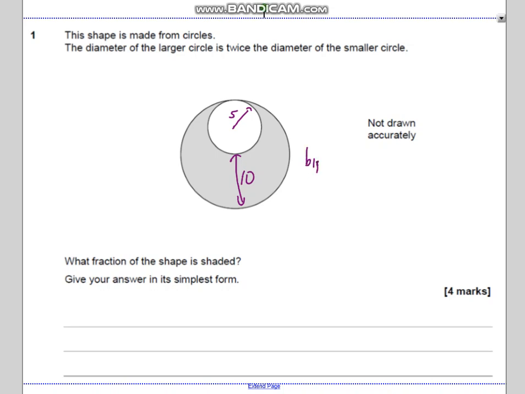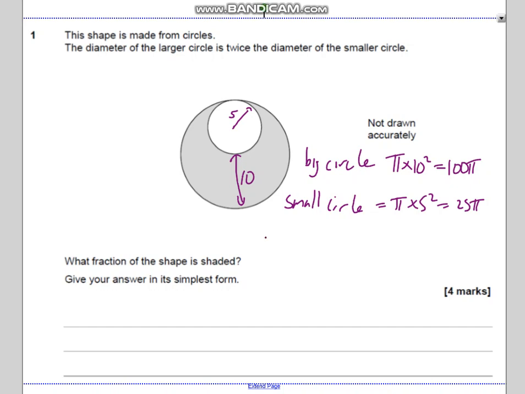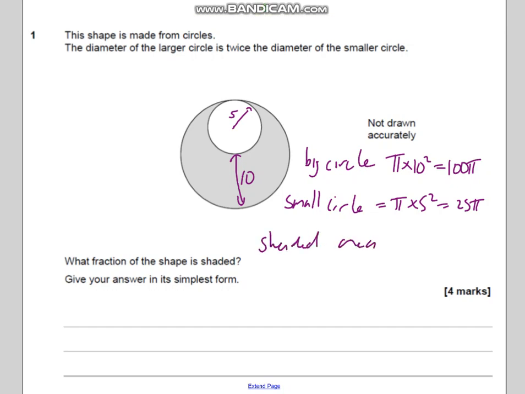So this means my big circle, the area of that is pi r squared, so pi times 10 squared, which is 100 pi. And the area of the small circle, that's going to have to be pi times 5 squared, which is going to be 25 pi. Now this means the shaded area must be equal to 100 pi, take away 25 pi, which is 75 pi.